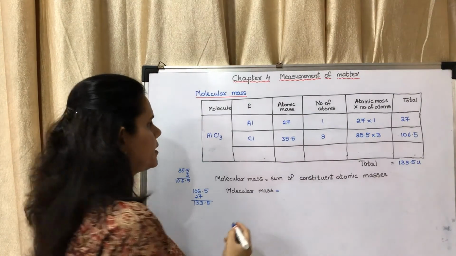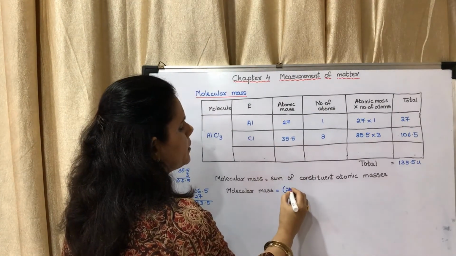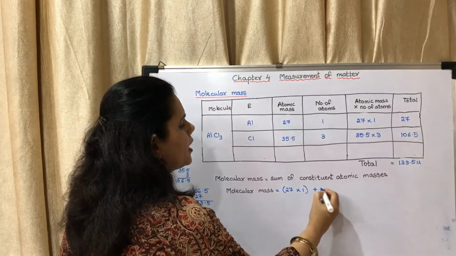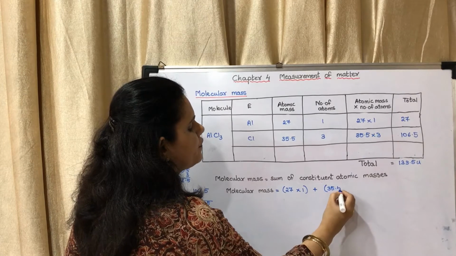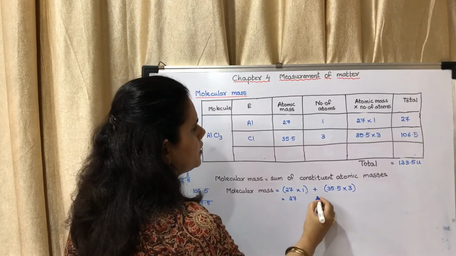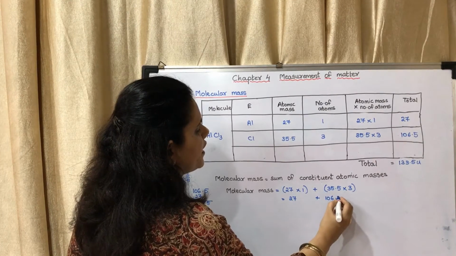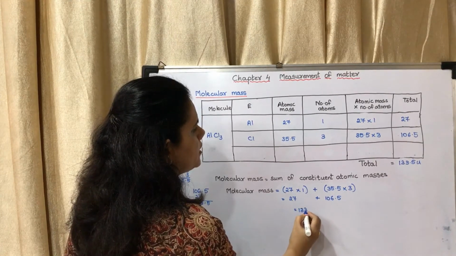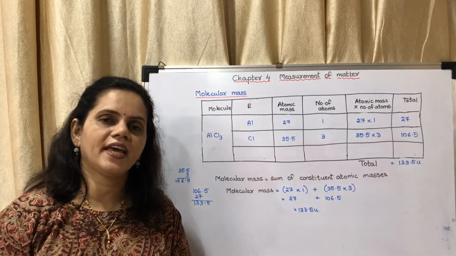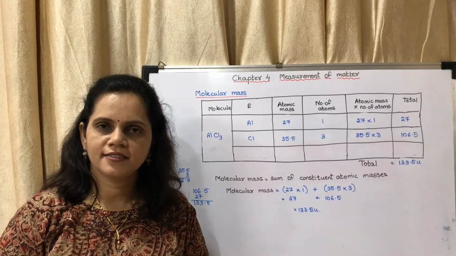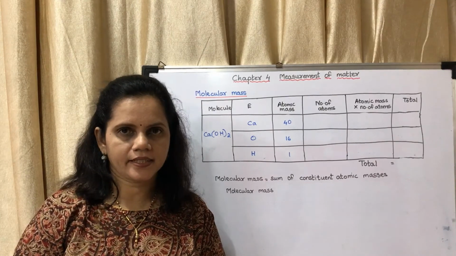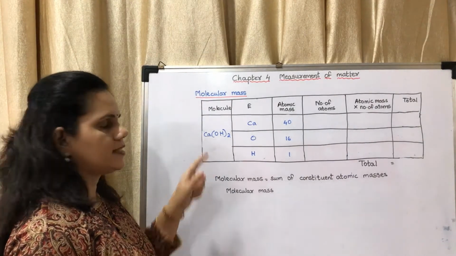Now by the other method, aluminium, its atomic mass is 27, number of atoms is 1. Chlorine, atomic mass is 35.5, number of atoms is 3. So 27 ones are 27 plus 106.5, you will get it as 133.5 Dalton. Okay, so this is the molecular mass of AlCl3. You may copy. Now the next one is calcium hydroxide, CaOH twice. Okay, so this is a capital letter and this is a small letter.